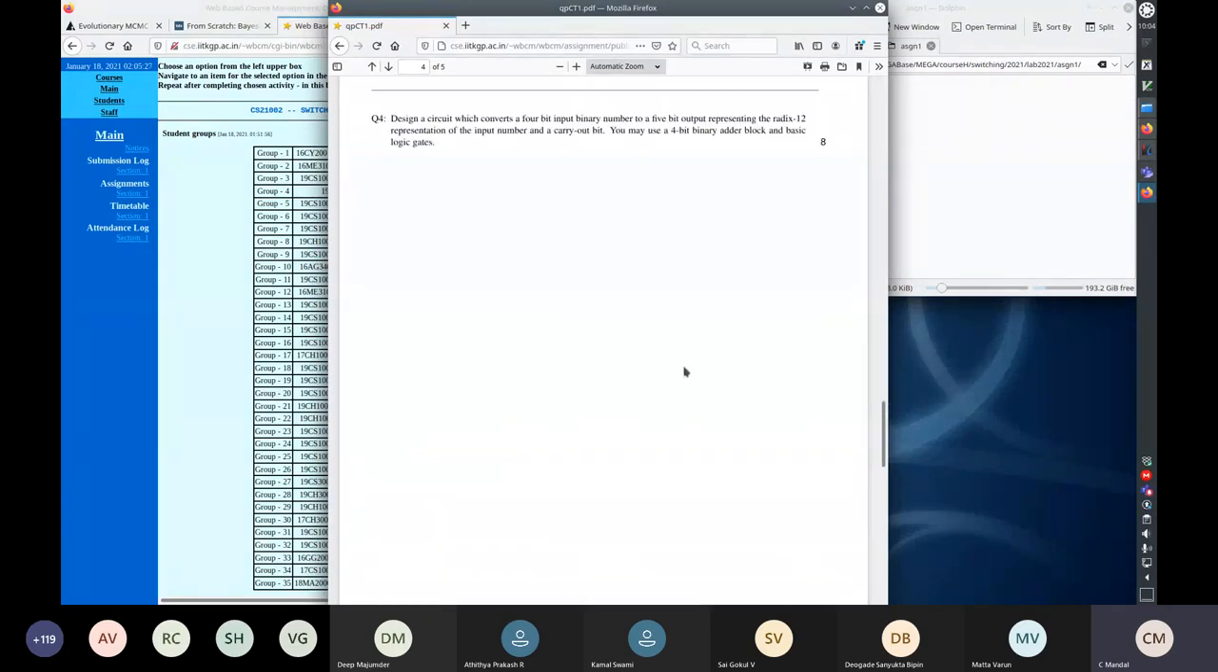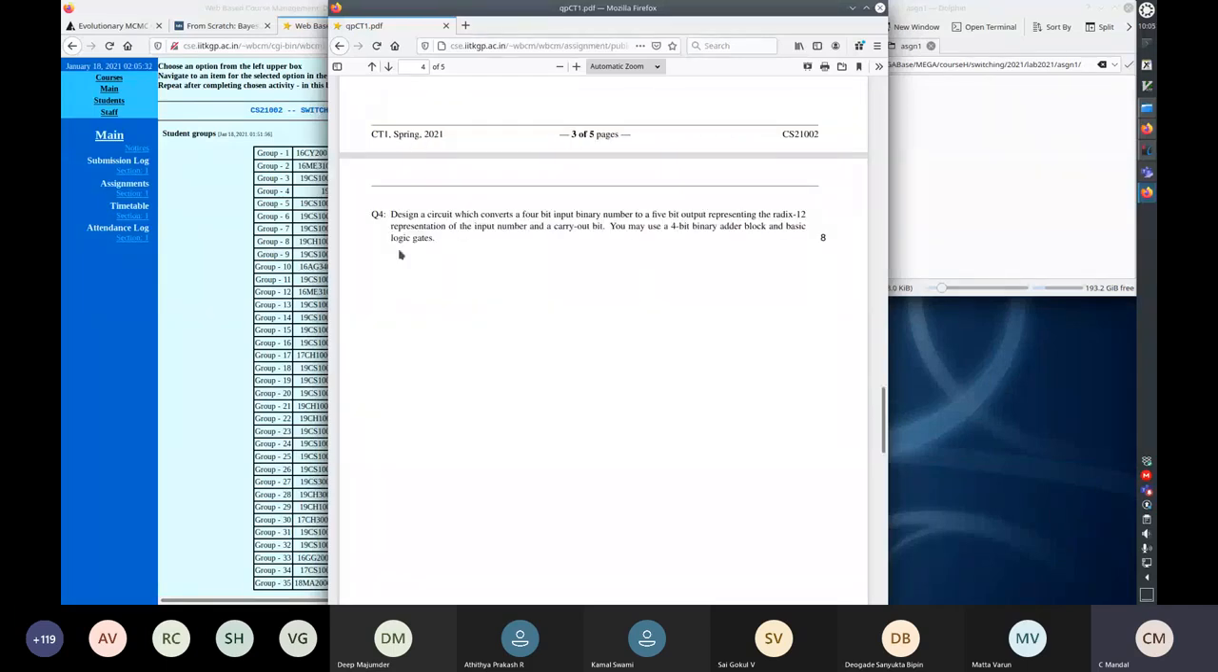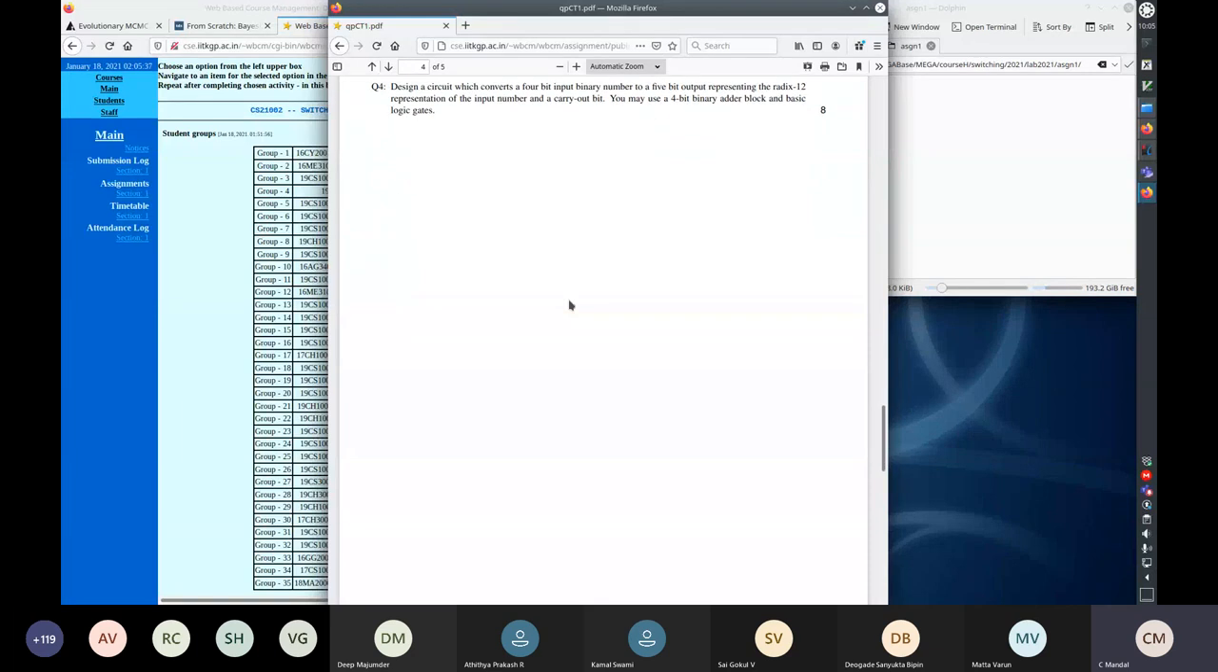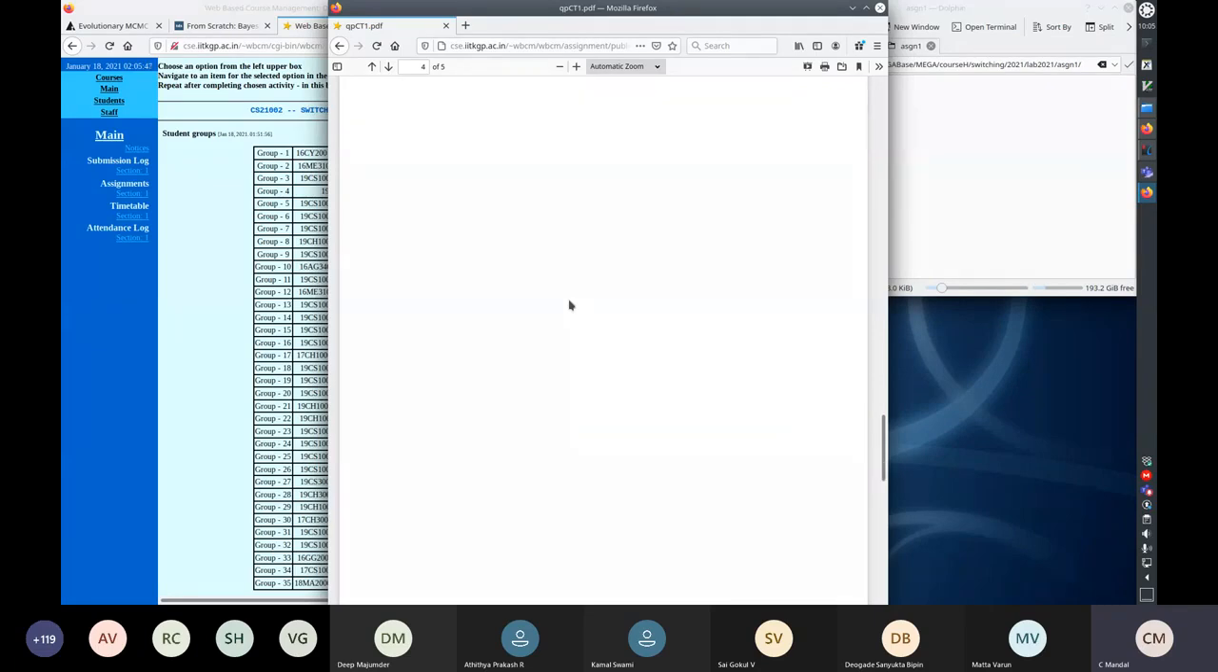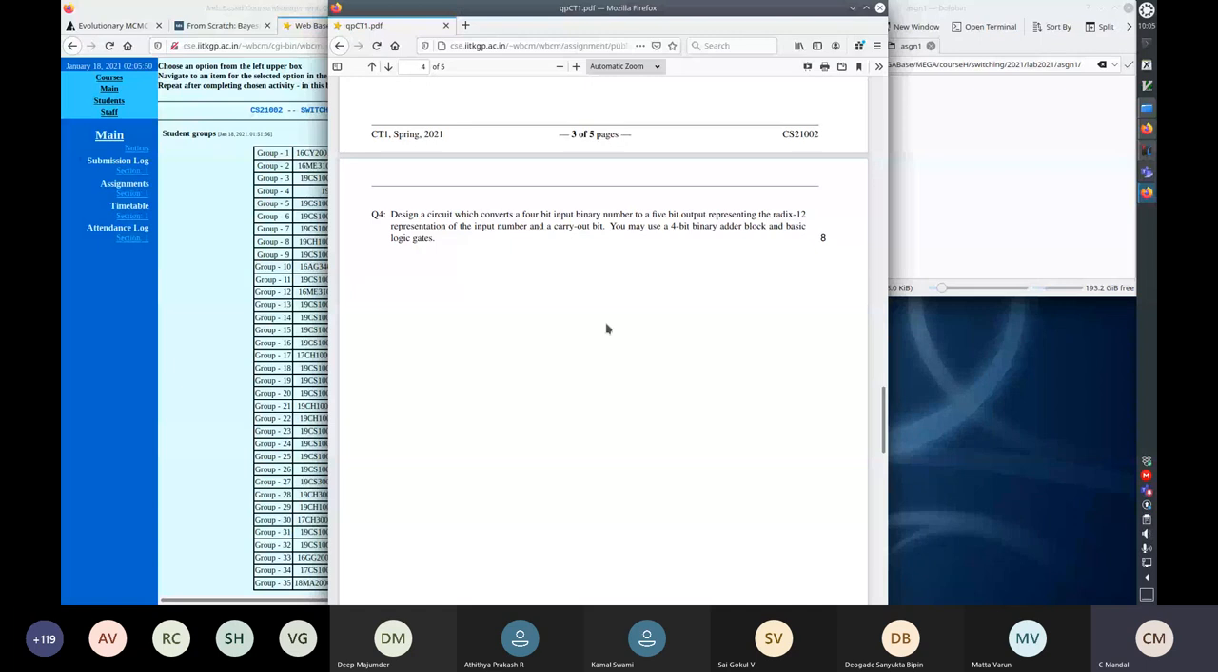I think you are asked to design a circuit. So I would recommend you to try answering question 4. Of course you can work out using a rough paper when you're answering, and then you can type out the final version, and also you can make the drawings.